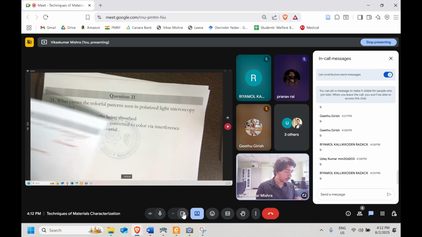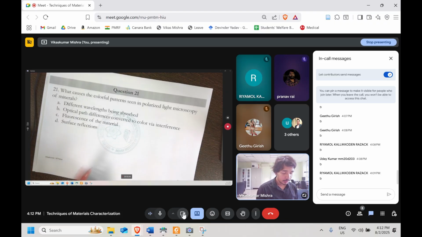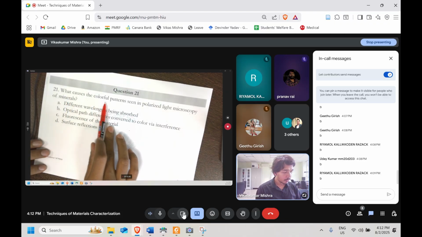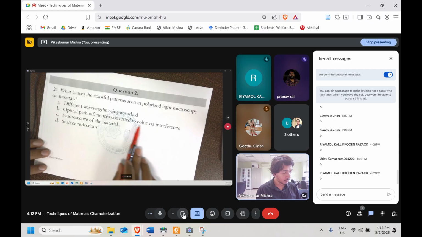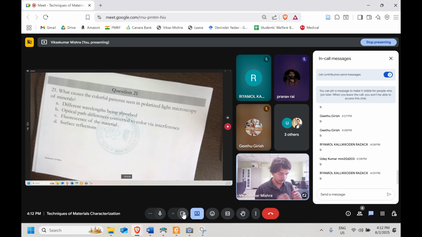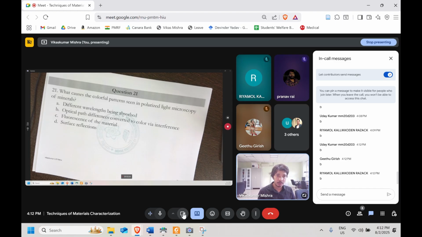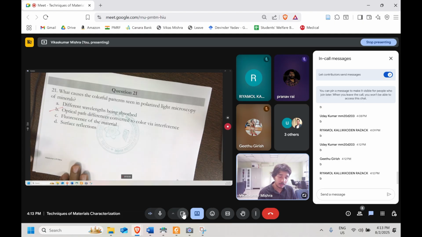Let's move to the next question, question number 21. Guys, let's try to answer this. What caused the colorful pattern seen in polarized light microscopy? The different wavelengths being absorbed, optical path difference converted to color via interference, fluorescence of the specimen, surface reflection. What do you think? What is the right answer? Uday, option B. Riyamol, option B. It's right. It's option B.